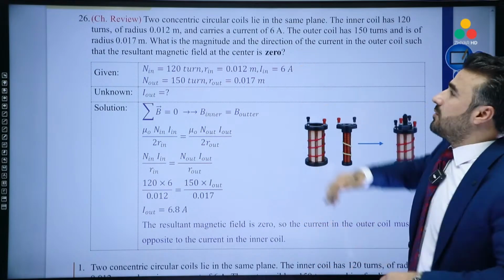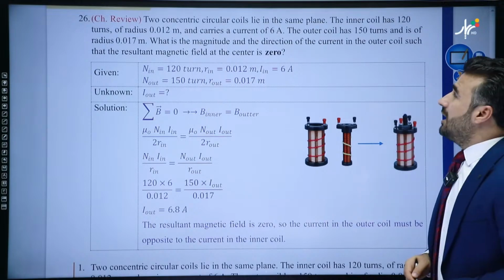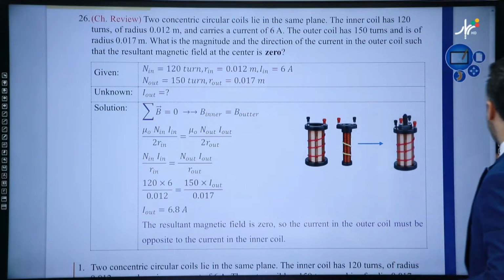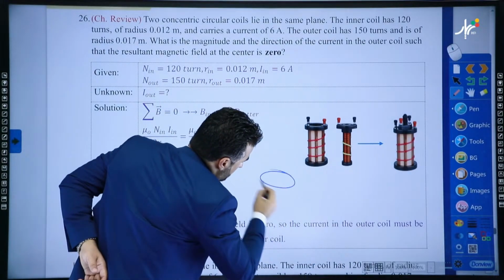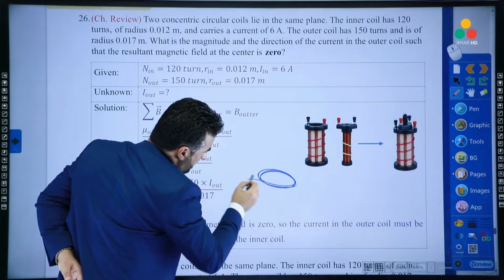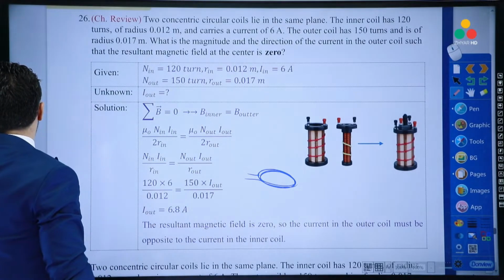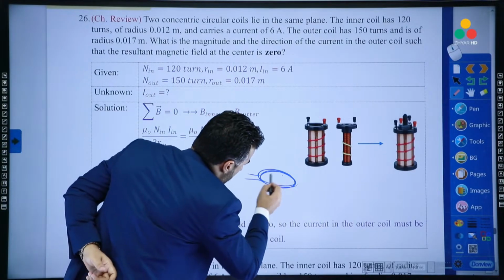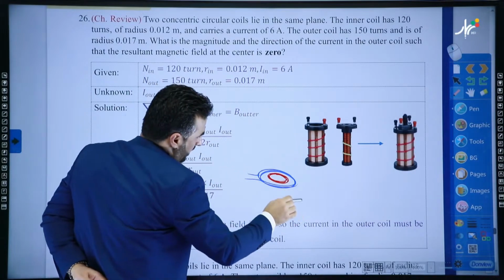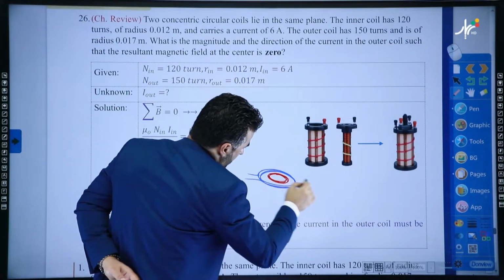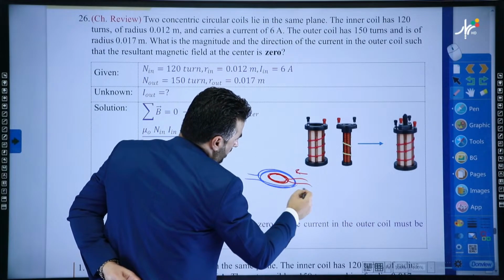So let's continue reading the question. It says, 2 concentric circular coils lie in the same plane. So if I draw the correct situation here, this is one of the coils, and here's the direction of the current, doesn't matter. And of course, we have another coil, and this is the other coil. So concentric circles lie in the same plane, we can say. And here's the direction, one wire for the current to go in, and then the other one goes out, let's say.